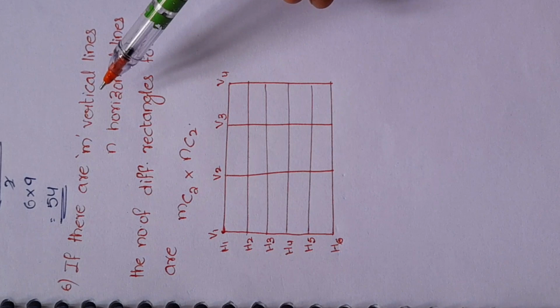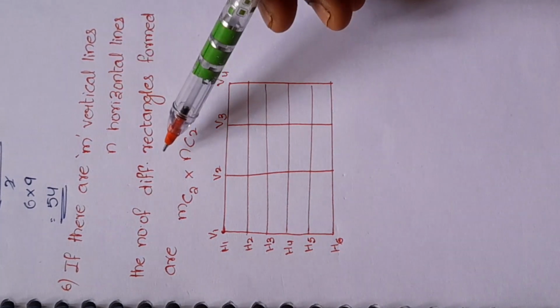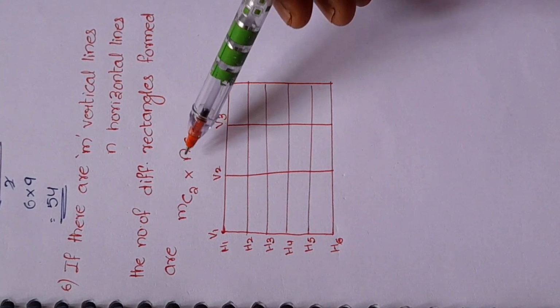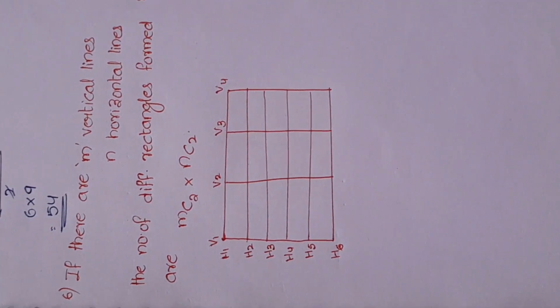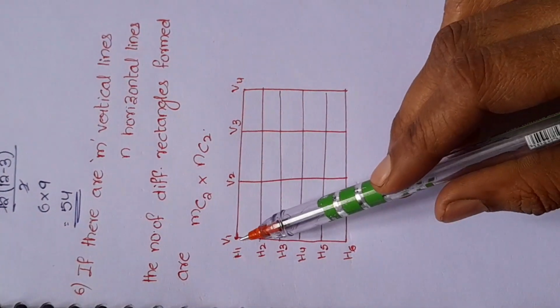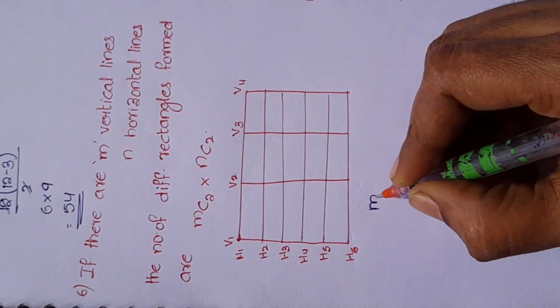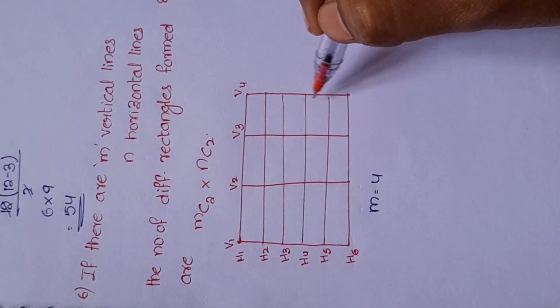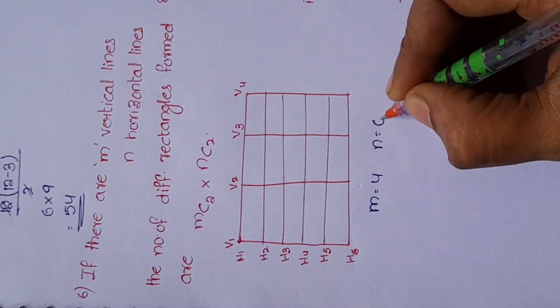Sixth question: if there are m vertical lines and n horizontal lines, then the number of different rectangles formed is mC2 into nC2. Let us consider this figure. In this, the number of vertical lines is 4. That is, m value is equal to 4. Number of horizontal lines is 6. So, n value is equal to 6.